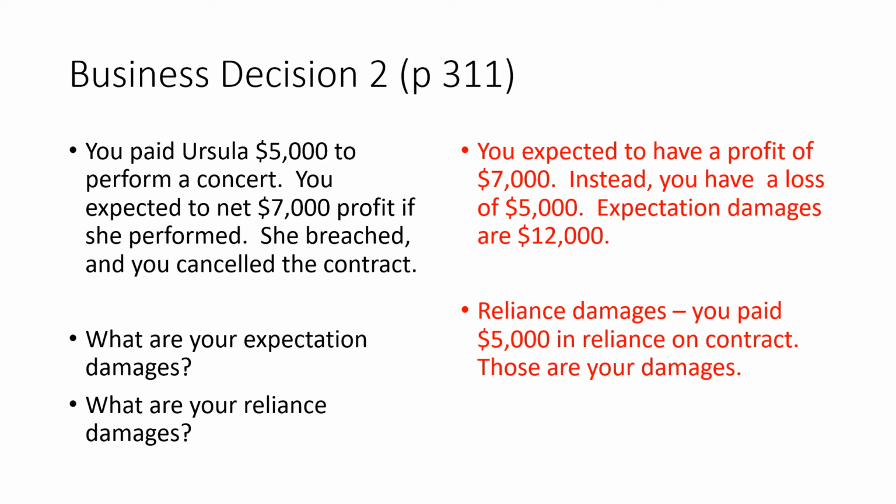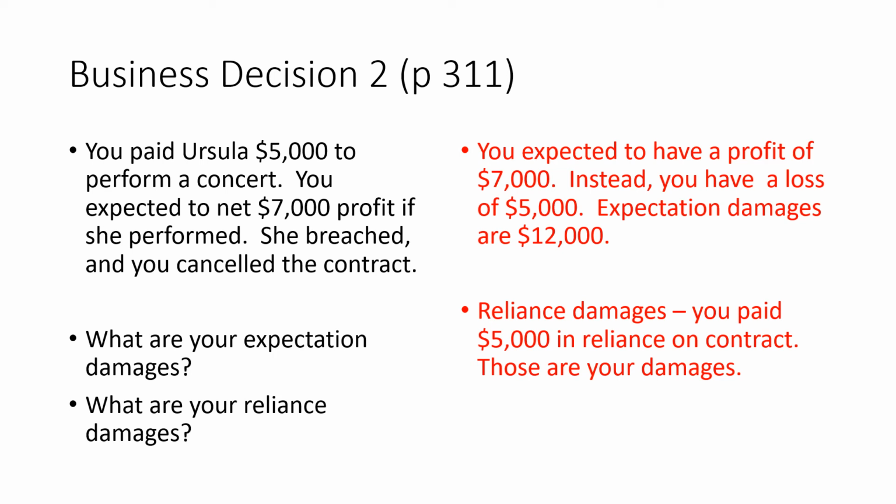Now, I wanted to look just to compare the two, because of course litigants are able to claim both expectation and reliance, and if they are successful in the lawsuit, then they do the number crunching and determine which one they want. There are circumstances in which expectation damages are better than reliance and vice versa. The example in your textbook is where you have hired Ursula to perform a contract. You've paid $5,000 and you expect a net $7,000 profit if she performed. She breached and you canceled the contract. Figuring out which is preferable, your expectation damages or your reliance damages.